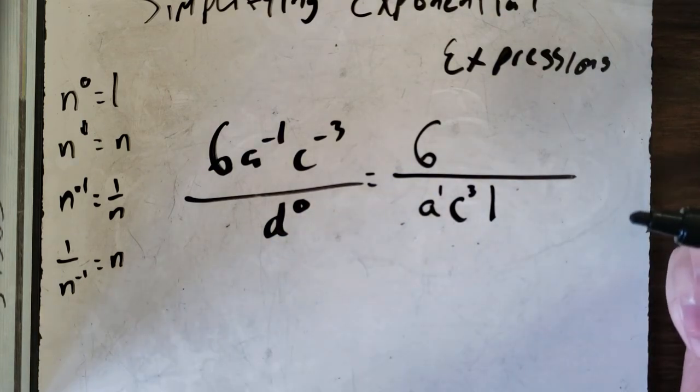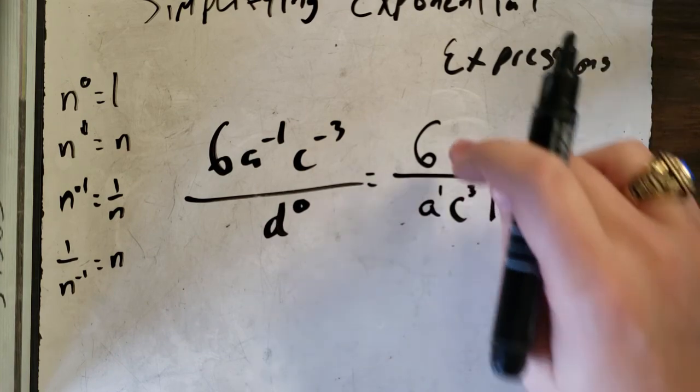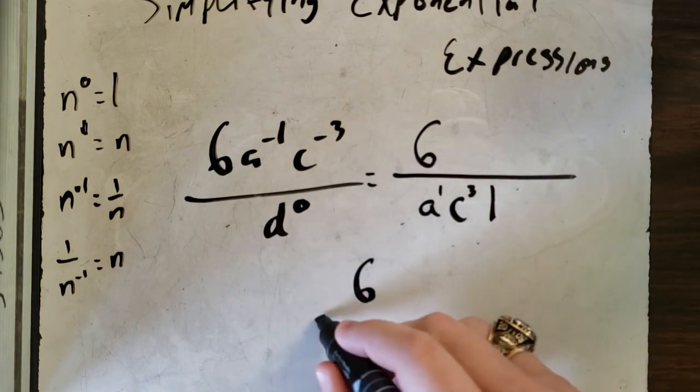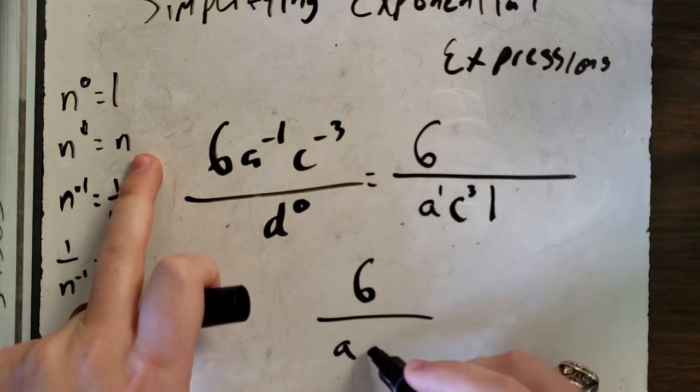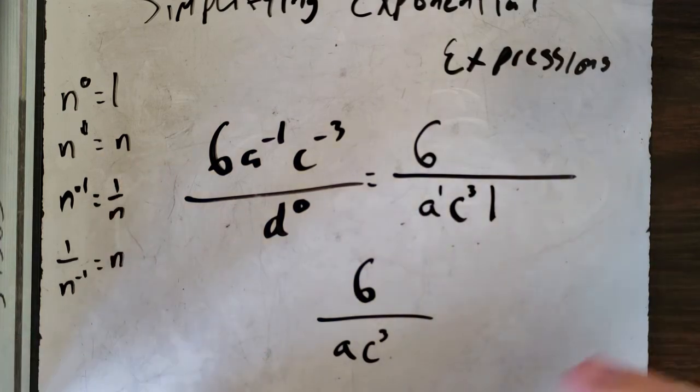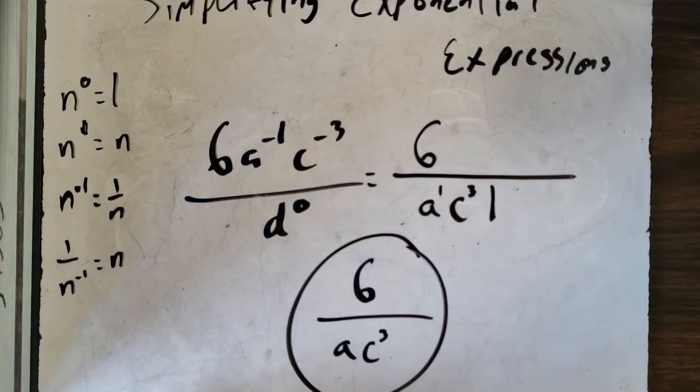So now we pretty much have our answer, right? 6 stays on top by itself. Our a to the first is just itself, right? A. Our C3 is like that, and our 1 here can just go away. And that's our final answer. 6 over a c to the third. Okay? Simple stuff, just moving things around, top and bottom. Okay, just remember negative exponents goes with it, nothing too complicated, all right? Just remember these basic terms here, and we'll be okay.